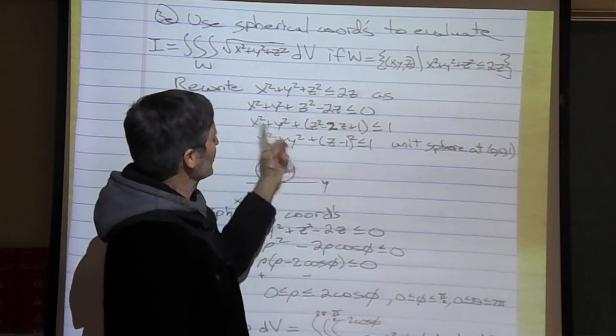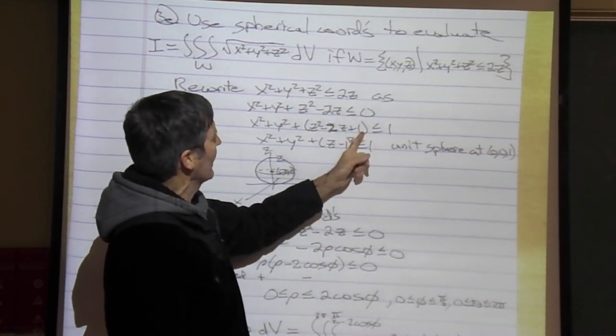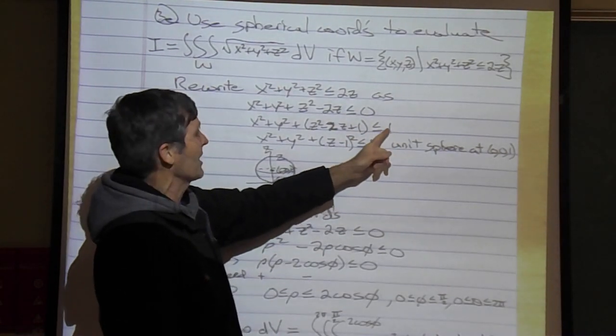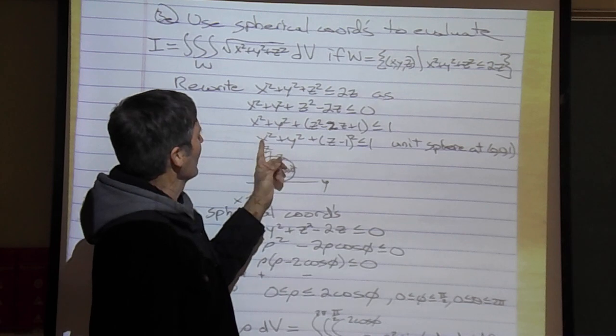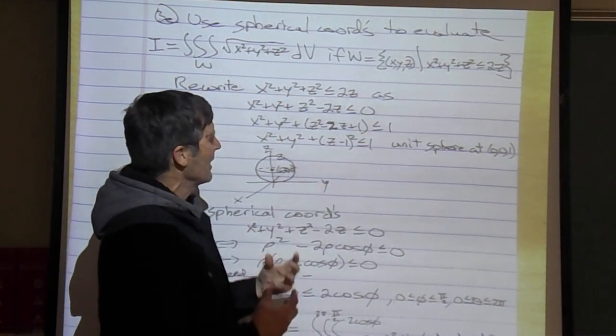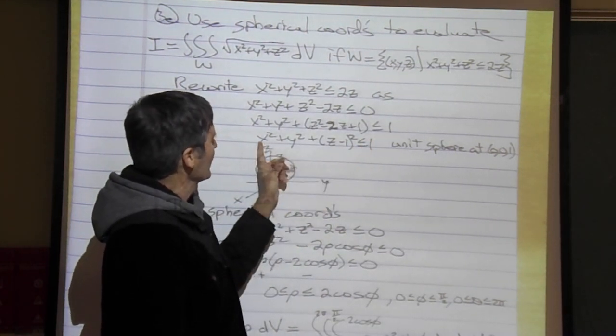Now I can complete the square in z. I add 1 to make a perfect square, right? Half of this number squared I add here to make a perfect square. Then I have to add 1 to the other side to balance the equation and get the same solution set. And now this becomes x squared plus y squared plus (z minus 1) squared less than or equal to 1. It's a unit sphere, right? A sphere of radius 1 at (0, 0, 1).